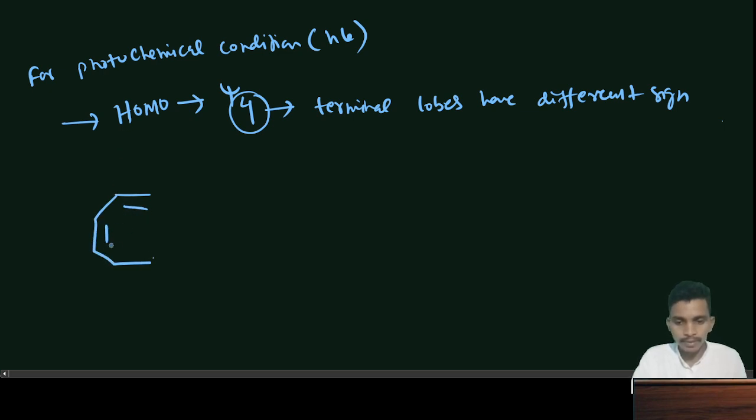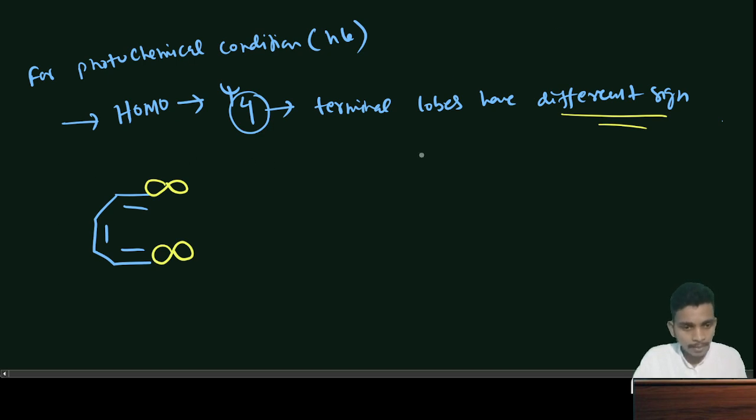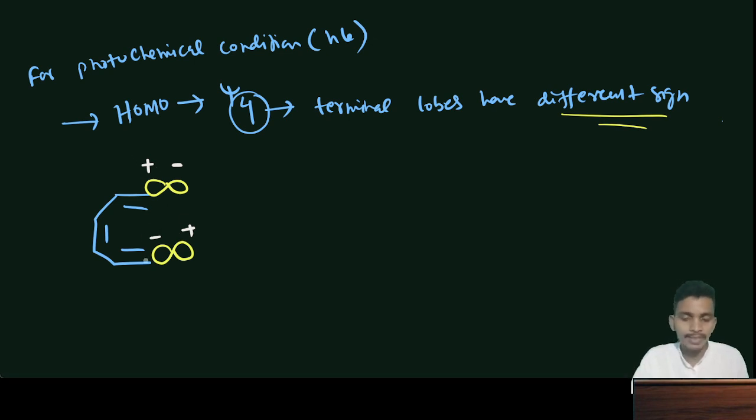So this we have, this we have. Okay. So now, since psi 4 is the HOMO, the lobes have different signs. It means that if I draw the orbitals here like this, then they have different signs. If one is positive, then the other has to be negative, and this has to be positive, so that they have different signs. If they have here positive, here negative, then they have the same signs, but we need different signs.